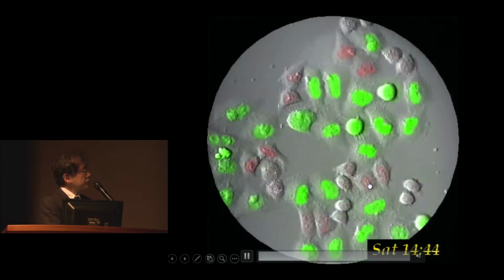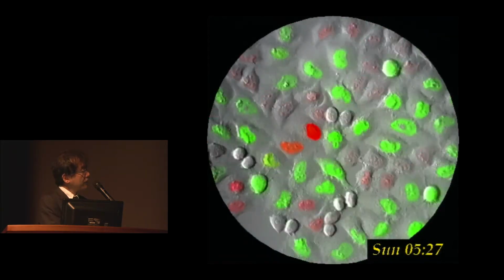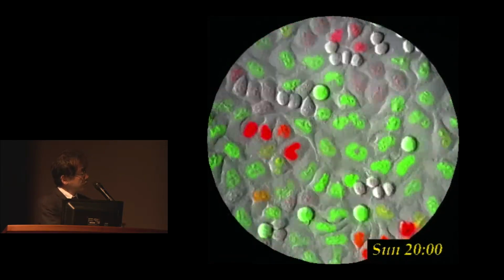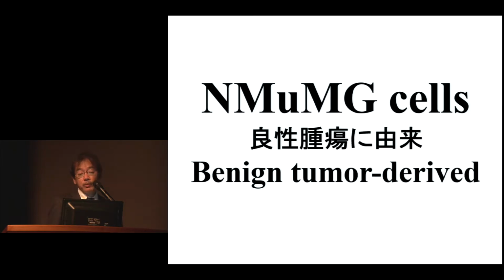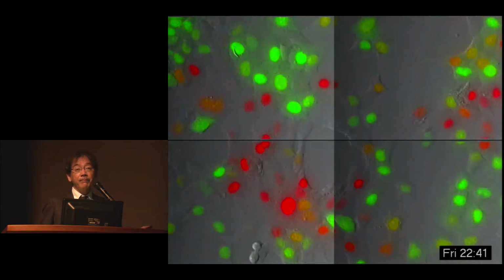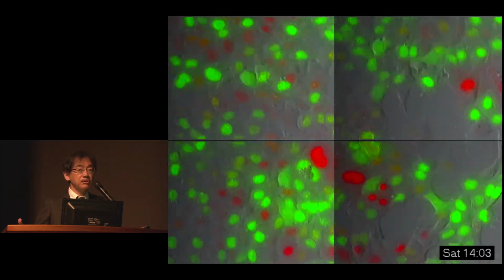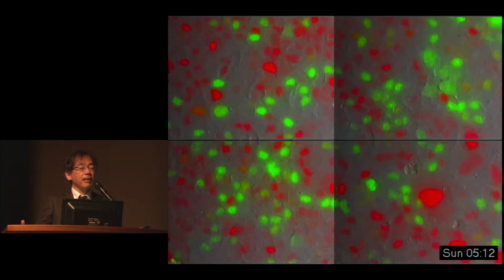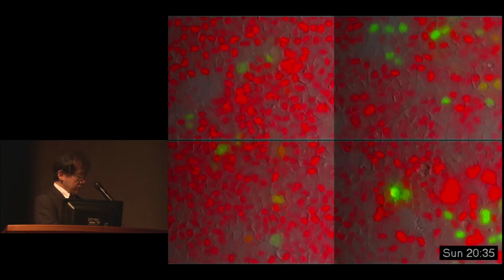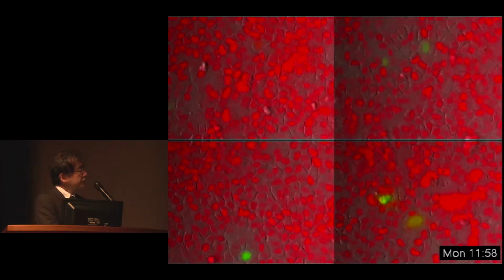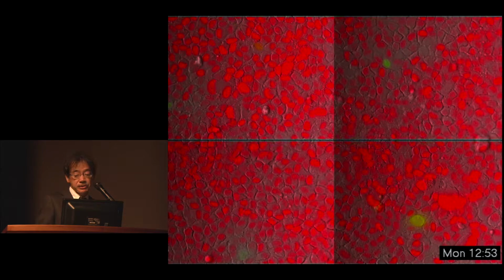And when Fucci was introduced into HeLa cells, which come from a malignant tumor, we were able to observe the cell cycle progression in real time at a single cell level. But when we did almost the same thing using NMuMG cells, derived from a benign tumor, we saw very clear contact inhibition. Upon reaching a confluent monolayer, all of the cells became red and stopped their proliferation.